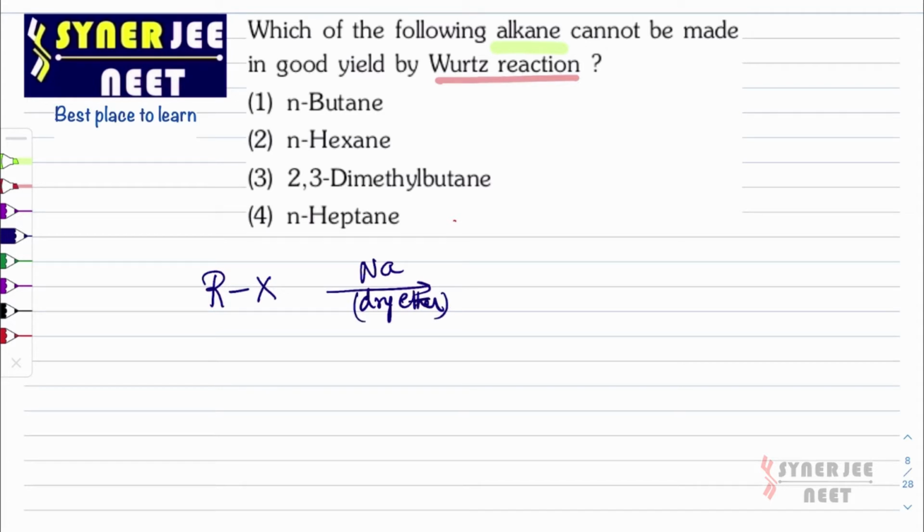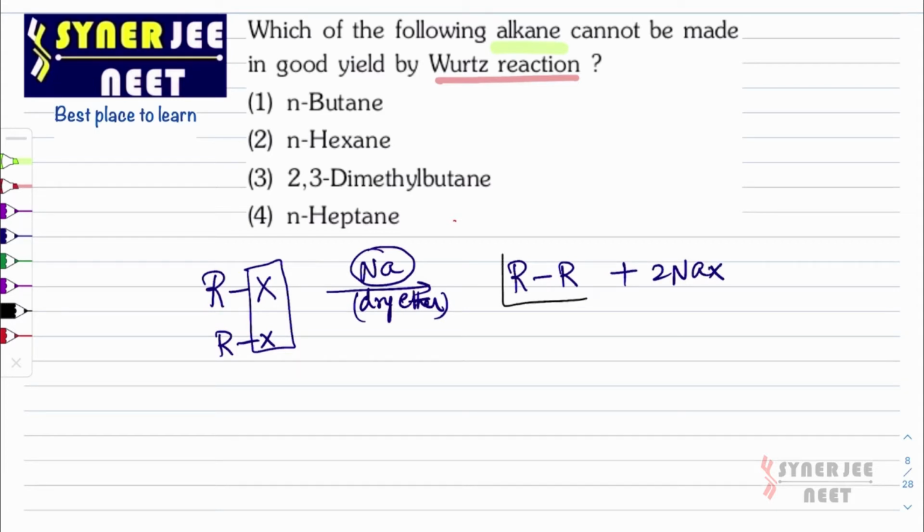And what happens when you take two molecules: the Na will separate these two halogens and couple the carbon groups in this manner. This is called the Wurtz reaction. So as you can see here, the product is a symmetrical alkane. Always in the Wurtz reaction, the symmetrical alkane is the main organic product.